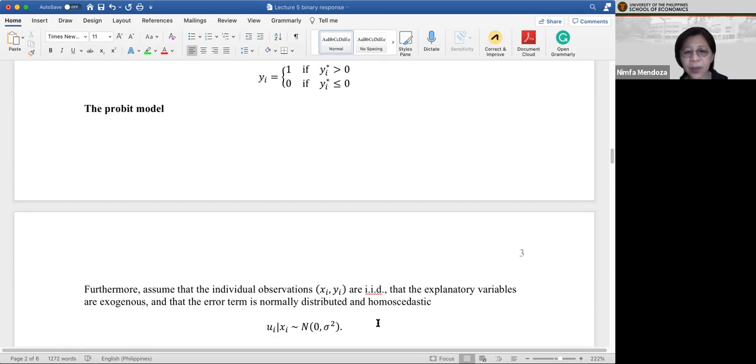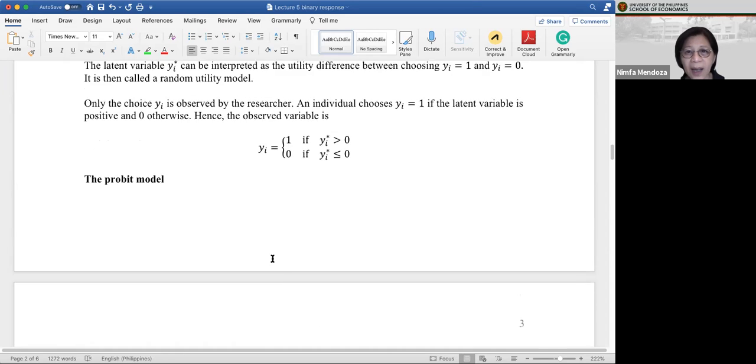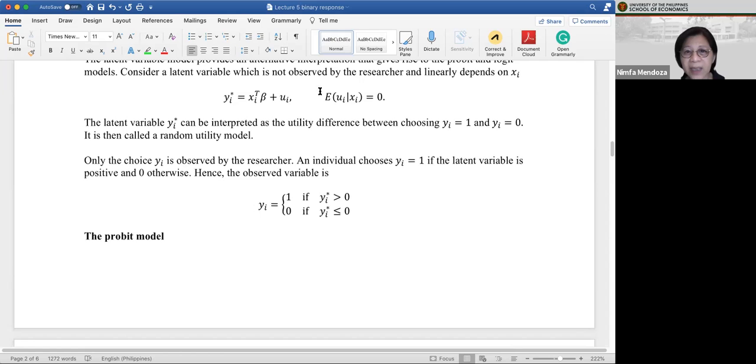Here, note that the normality assumption comes in through the assumption on the disturbance term. Furthermore, assume that the individual observations x sub i, y sub i are identically and independently distributed. That's satisfied if you have random sampling from the same population, and that the explanatory variables are exogenous.